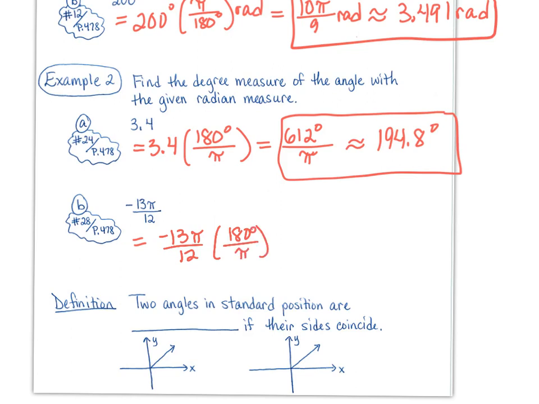180 degrees over pi. And then you simplify that. What do you end up with? Negative 2340 over 12, which reduces to negative 195. Negative 195 degrees. Very good. What questions do you have?